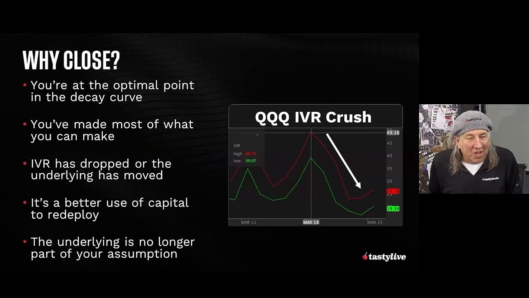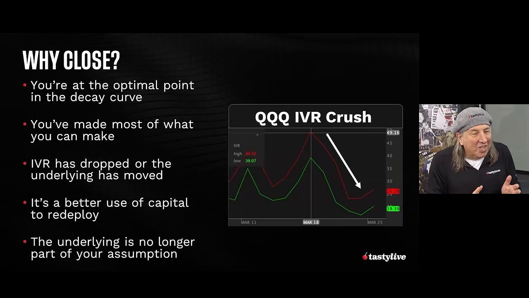Okay, so first of all, why close a position? So let's say you're at the optimal point in the decay curve, which means you have all the factors working for you. That's why you close. Let's say you've made the most on a daily basis of what you can make. And now the risk reward is going to flip-flop a little bit, and you're going to take more risk for less reward.